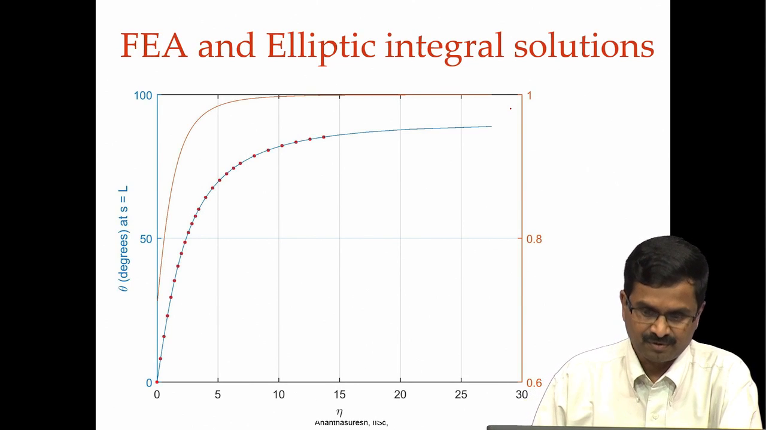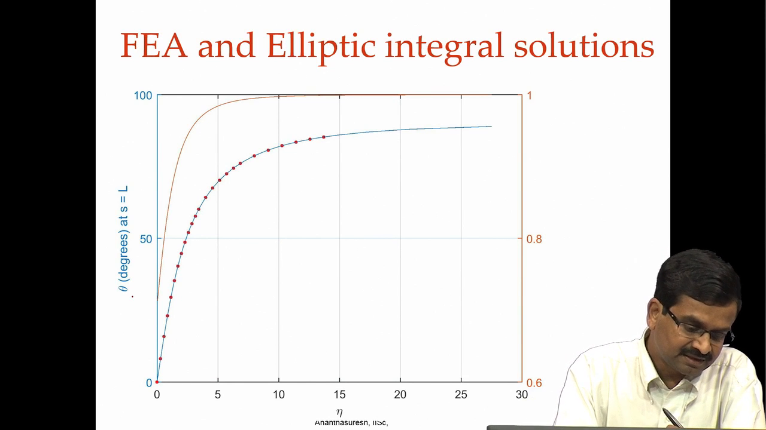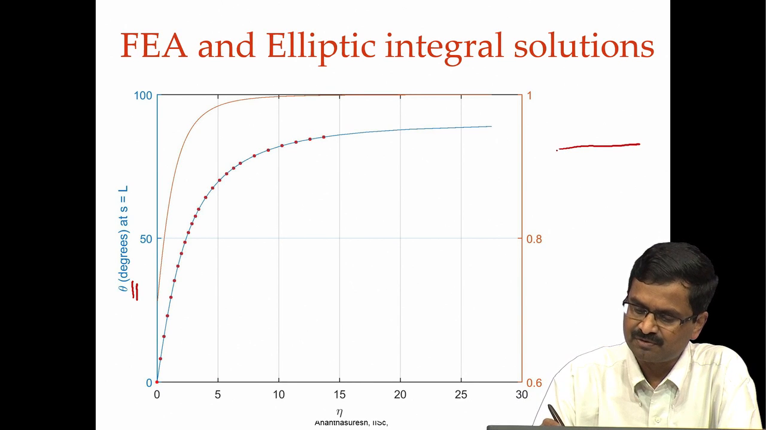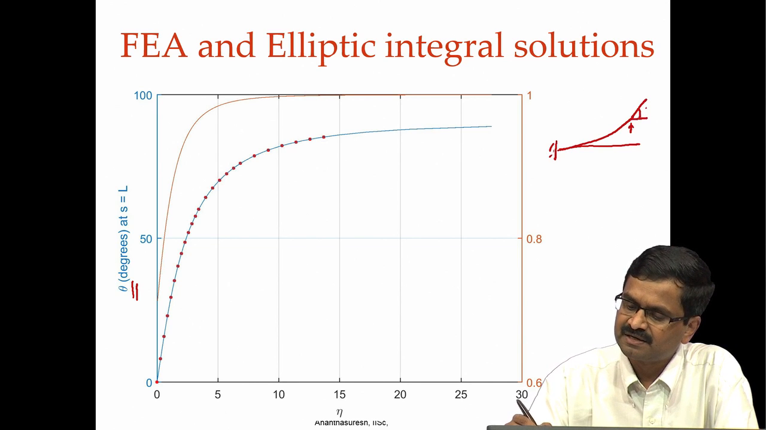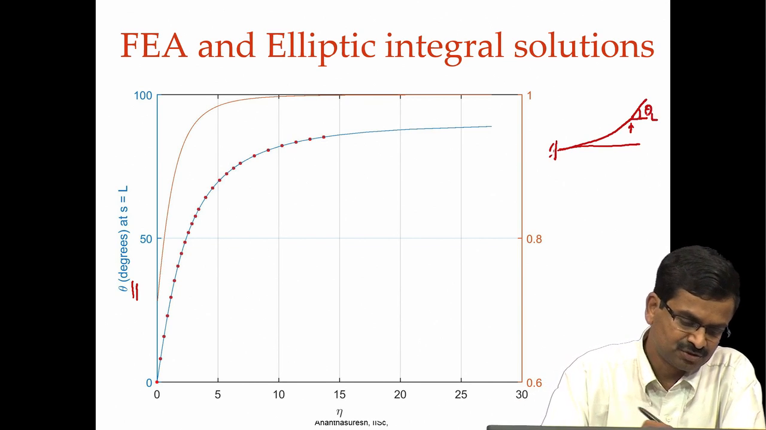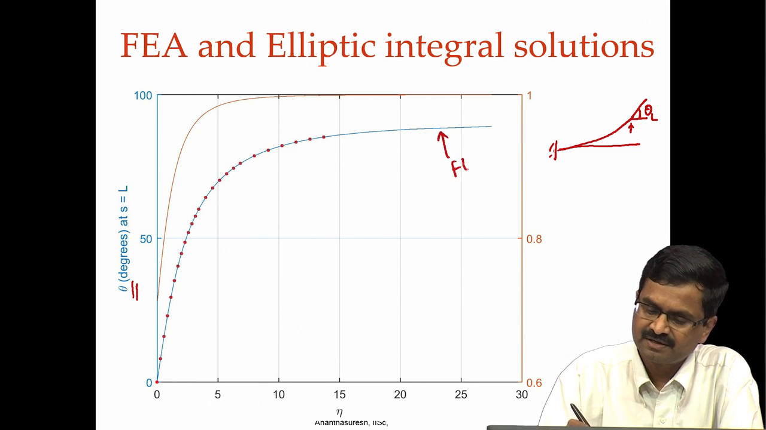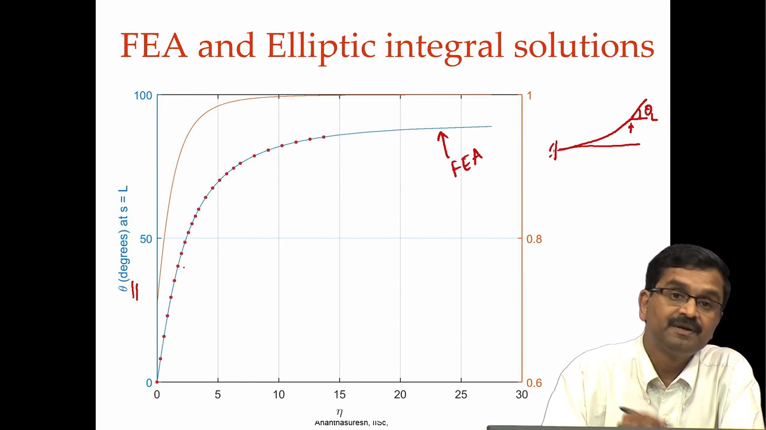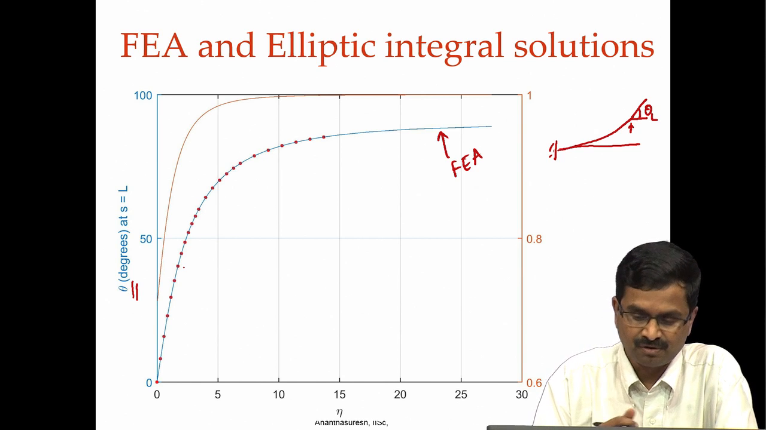Now, from the finite element code, we have gotten the theta at the free end. That is, if I have a beam that bends like this when we apply a force there, this here is theta L. That is shown in this blue curve. This is the finite element solution. The dots here are the elliptic integral solutions. We can get this theta L from the elliptic integral solution also.